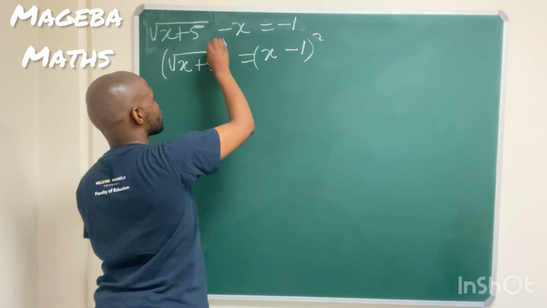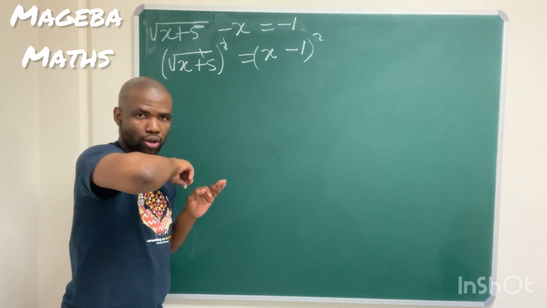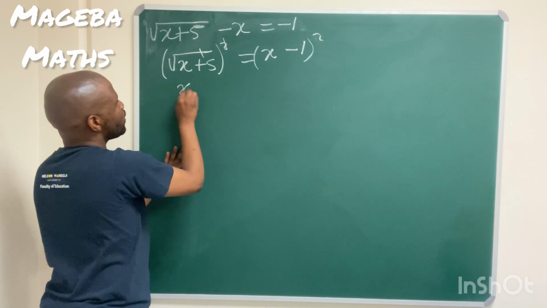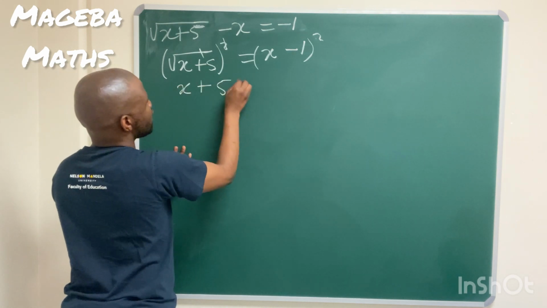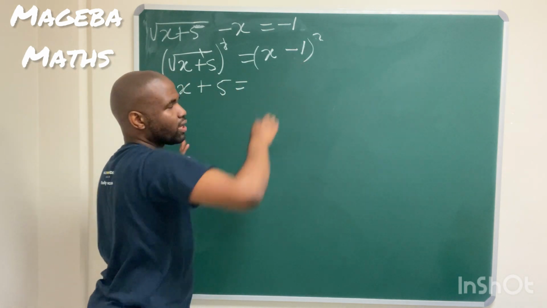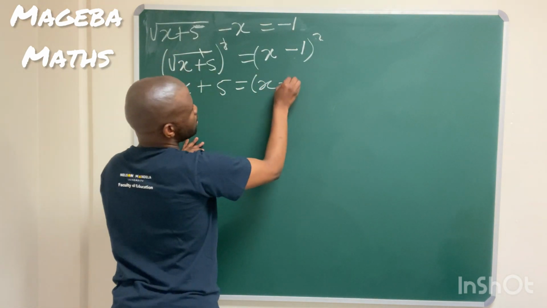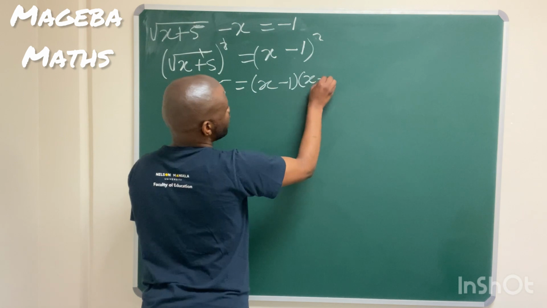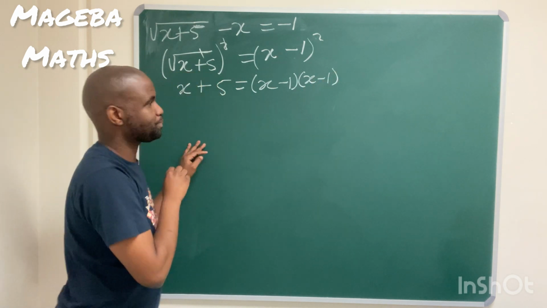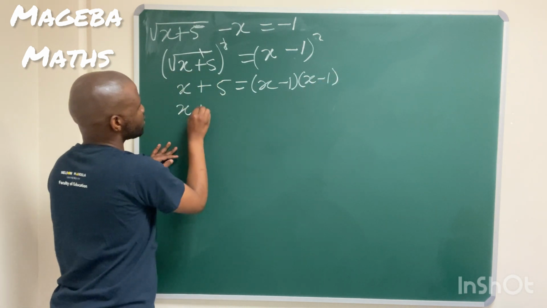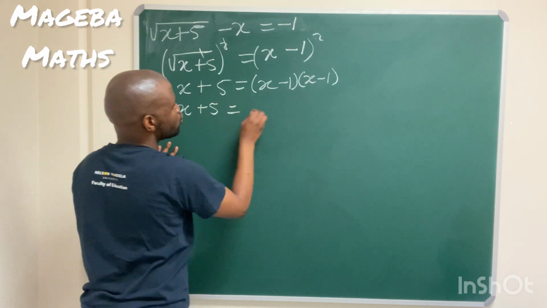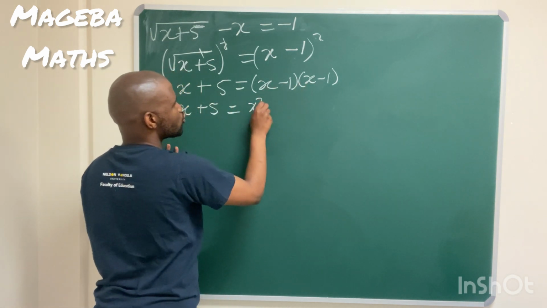And then this square cancels this square root, and from here we are left with x plus 5 equals this thing repeated 2 times. So it's going to be (x minus 1) times (x minus 1). And then from here we have x plus 5 equals, x times x is x squared.